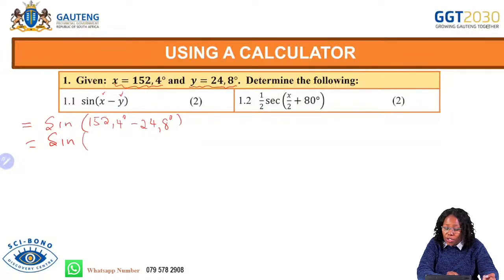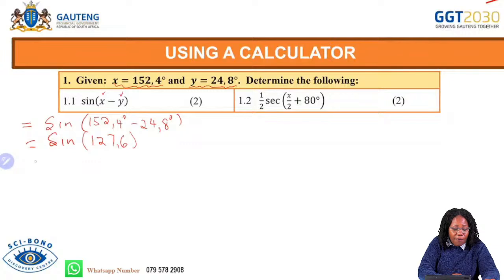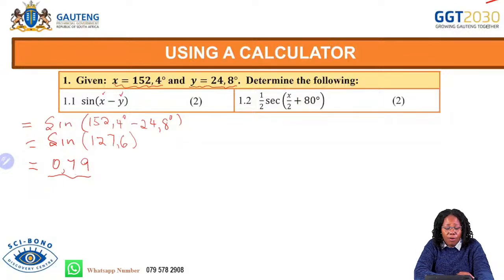And then into your calculator, grade 12, what is inside the brackets? Now you are subtracting the 2. You'll be left with 127.6 there. And then you put everything into your calculator, grade 12, and the sine of 127.6 is giving us 0.79. That is the simplified answer of sine of X minus Y, according to the given values there.